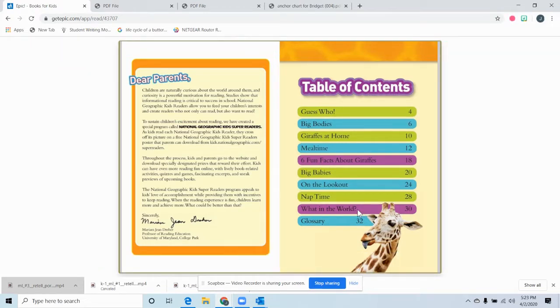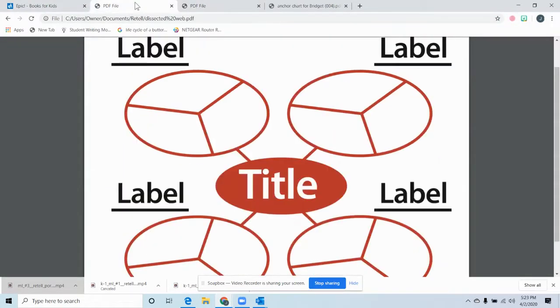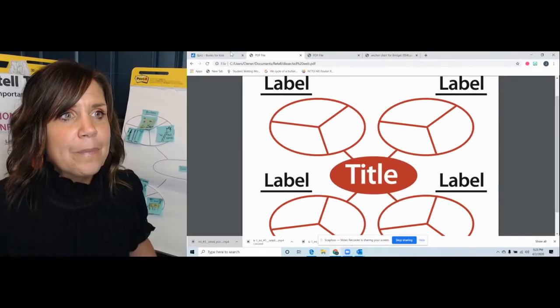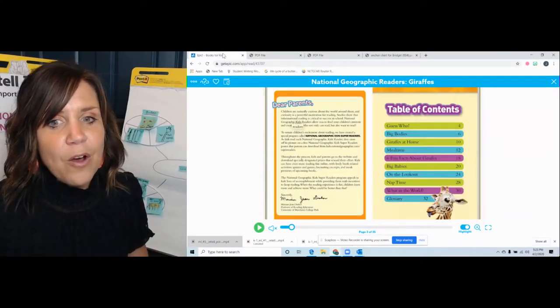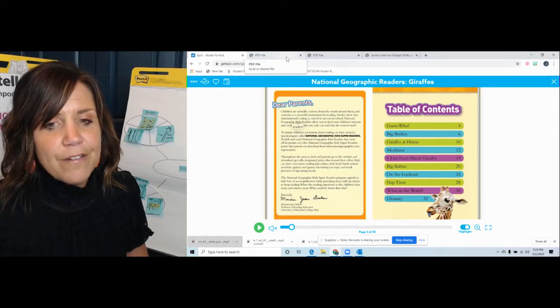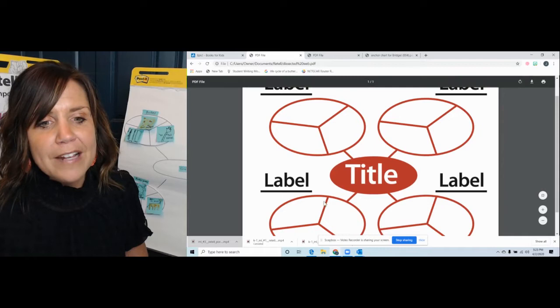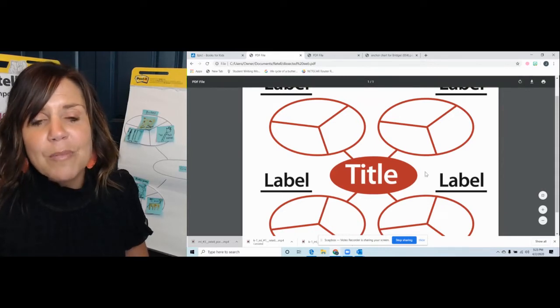So those 4 sections, you could make each one. I would do a dissected web like we did and make each of those sections an oval. Okay, so the giraffes at home could be an oval. The fun facts, nap time, and what in the world. Those could be the ovals.